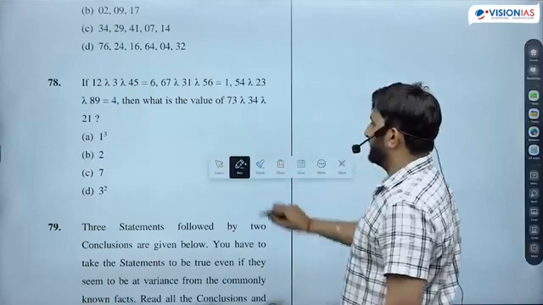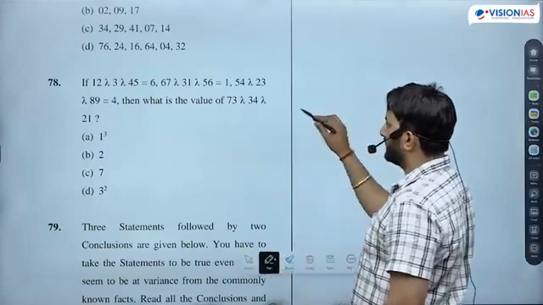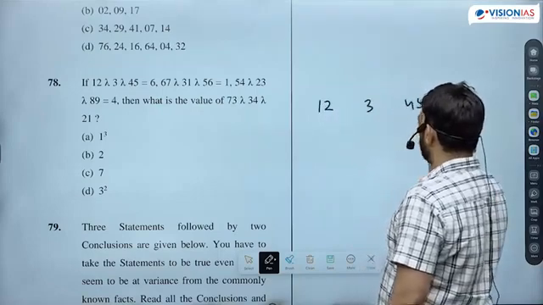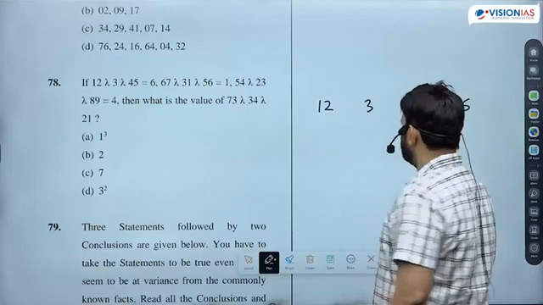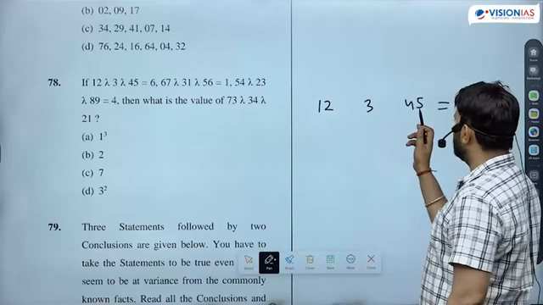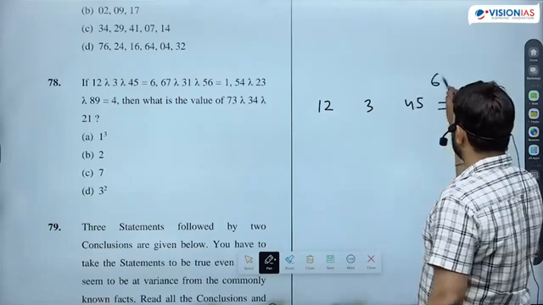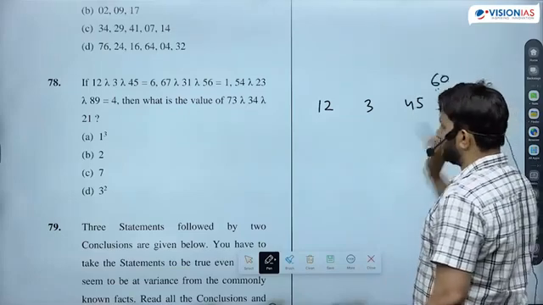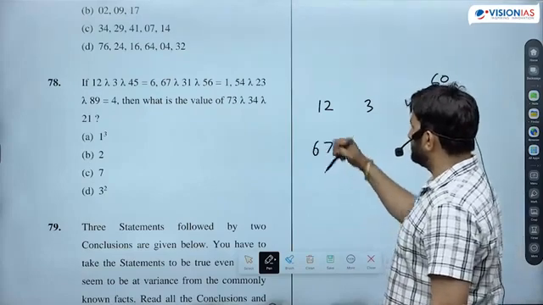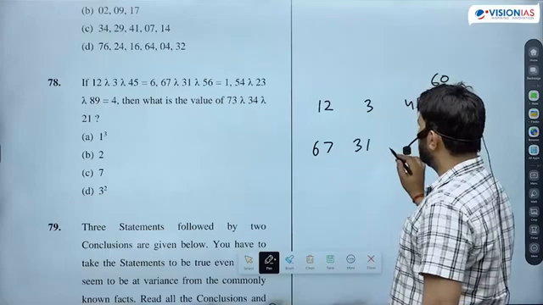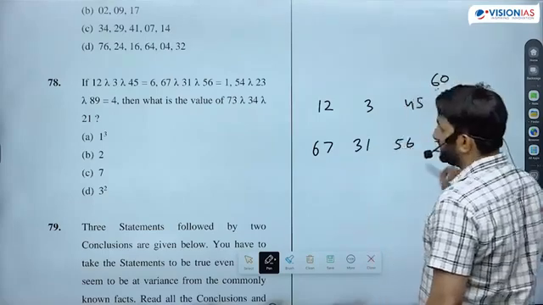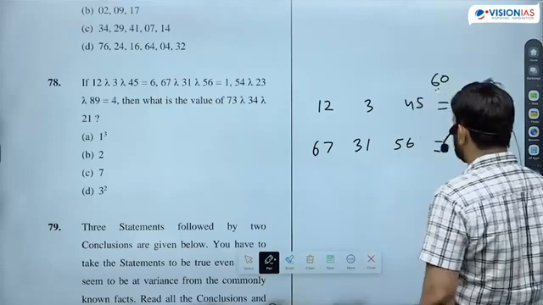Forget about this sign. ये जो lambda दे रखा है इसको छोड़ो. 12, 3 and 45. We are getting a 6 from there. 12 plus 3, 15 plus 45 is coming out to be 60. 60 को 6 लिखा है. Okay. Then 67 plus 67, 31, 56. That is written as 1.